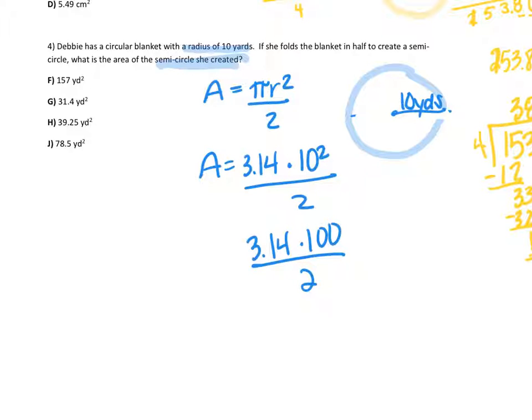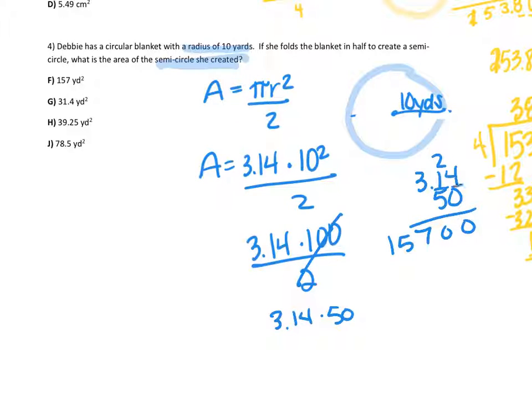Now here's where I'm going to simplify, because I know 100 divided by 2 is what? 50. So simplify that down, and you get 3.14 times 50. And then multiply 3.14 times 50. We should have gotten 157, which is answer choice F. Okay. Number 5.